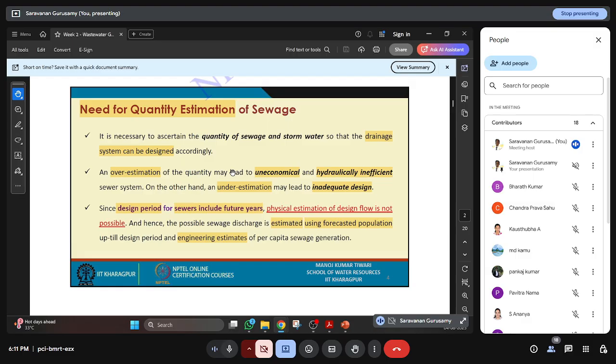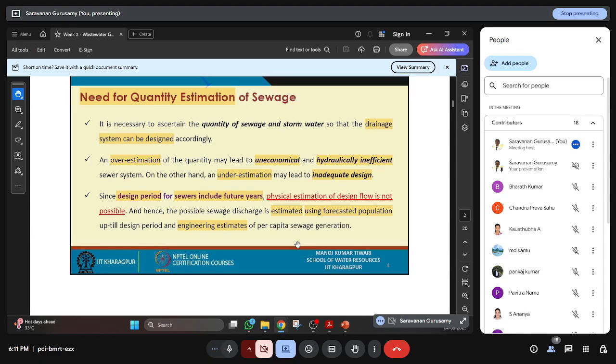So I need to calculate how much population will be there for the next 15 years. I have to design for that design population, right? Then only my sewer can accommodate the waste that is going to be generated after 15 years also. So the design period of the sewers includes future years. So the population needs to be forecasted for the design period. Then only it's a proper engineered design of a sewer. So we need to know the population. Then only we can estimate the quantity of sewage that is going to be generated. Then only we can design the sewer. So this is the direct relation.